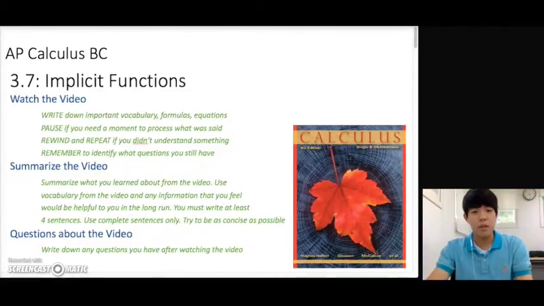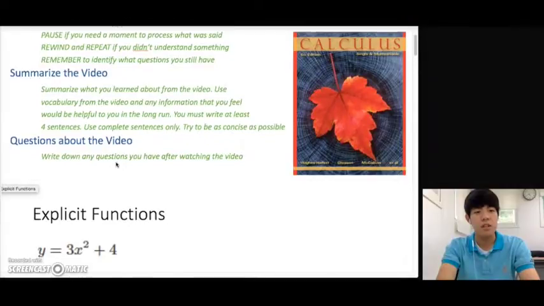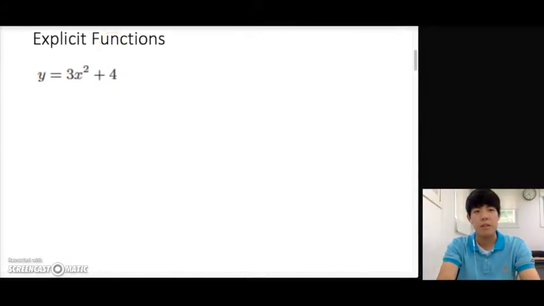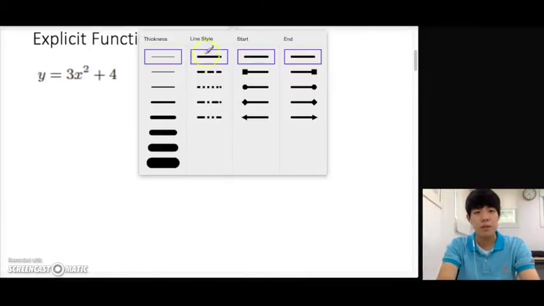So before we go into deriving implicit functions, let's review how we can derive explicit functions, since the skills we learned in deriving explicit functions will be used in deriving implicit functions. So let's take a look at this classic example of a power function, y equals 3x squared plus 4.